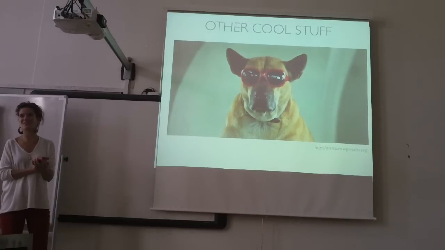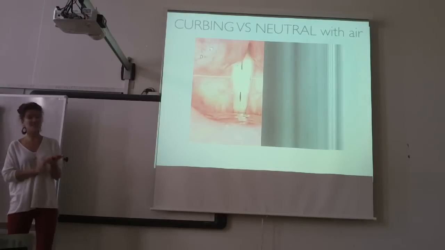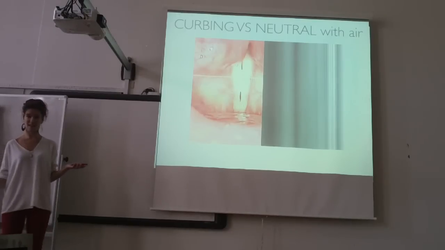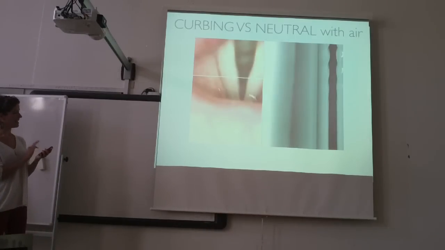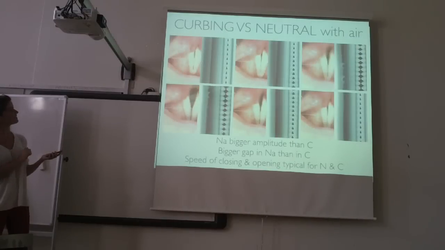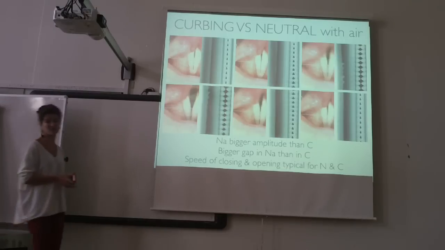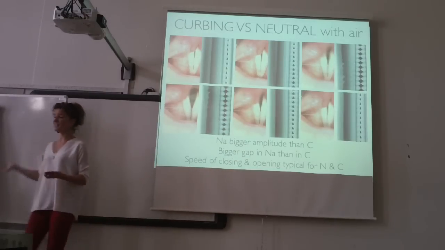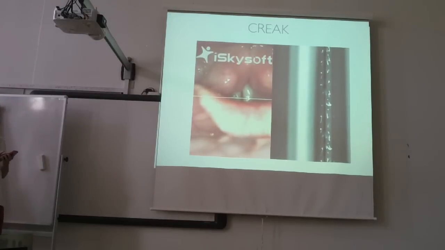And then I have some other cool stuff for you. This is curbing versus neutral with air, portrayed very beautifully. The professor asked me something and I answered like, so this is what you're gonna see. And if I put it next to each other, beautiful images of neutral compared to curbing. This is also another thing, amplitude we haven't looked at. So many interesting things to see. Then this is creak.